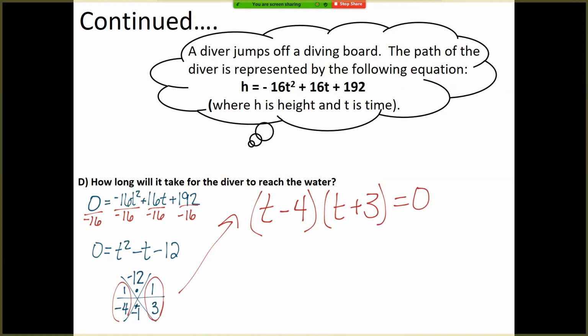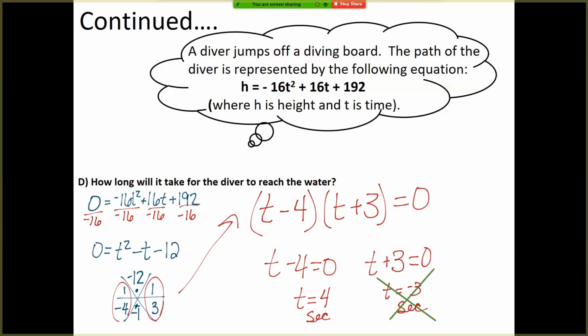It doesn't matter if you write your equal 0 on the left side or the right side, as long as you have it. So then t minus 4 must equal 0, or t plus 3 equals 0. When I solve for t, I get t equals 4 seconds and t equals negative 3 seconds. And again, since this is a word problem, negative 3 seconds doesn't make sense. To tell me that the diver is at the water at negative 3 seconds when we know he's standing up on top of the diving board just doesn't make any sense.